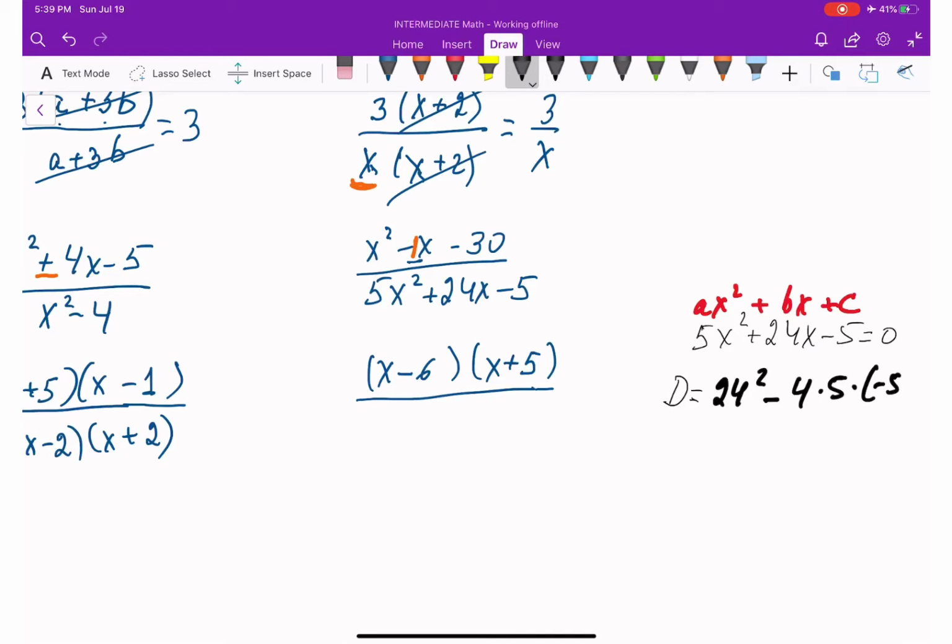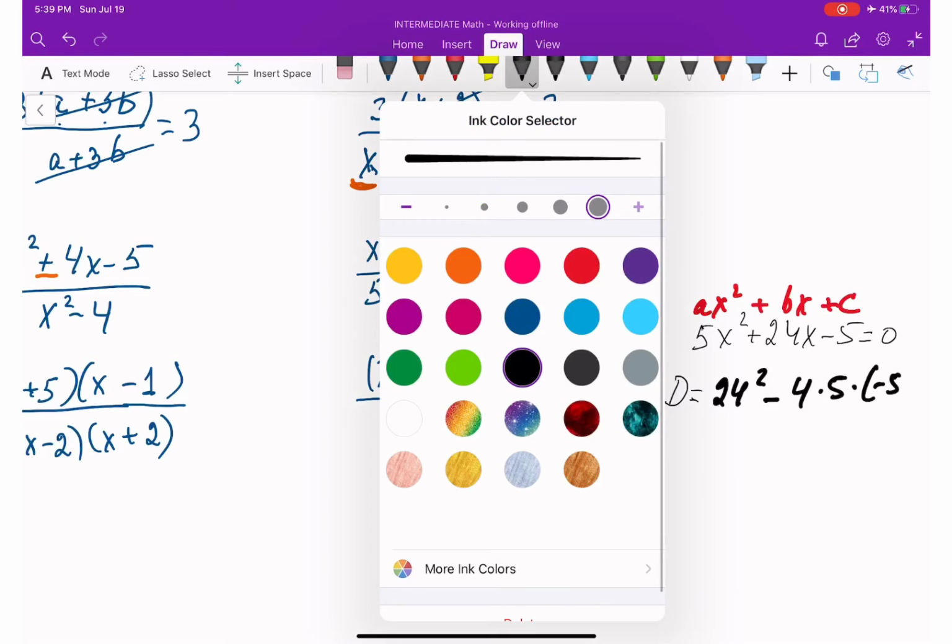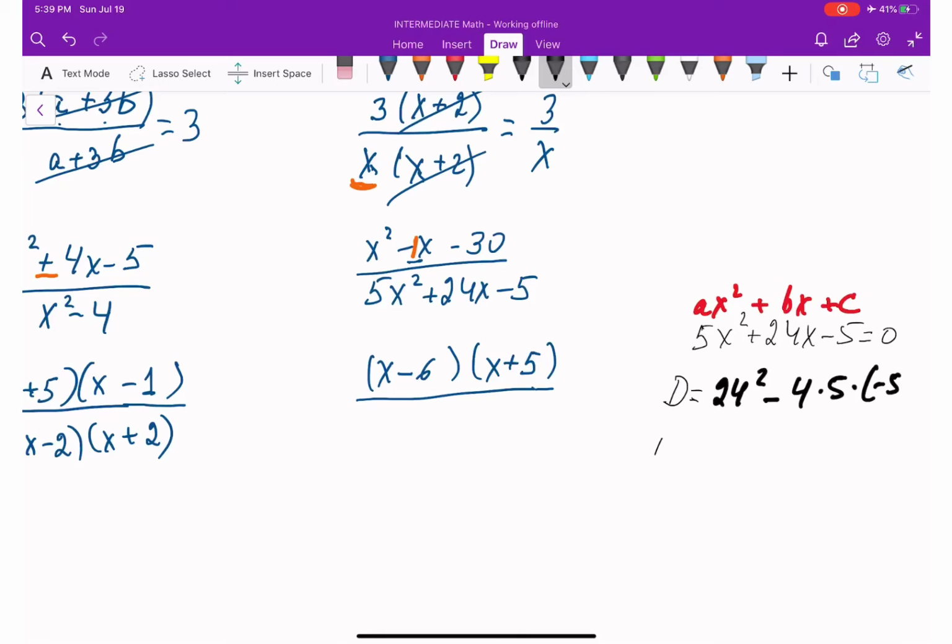All right, so 24 squared, that is going to be 576. Minus 4 times 5 is 20, 20 times 5 is 100. Now we have a negative here, and when we multiply we are getting positive, and we will get 676.